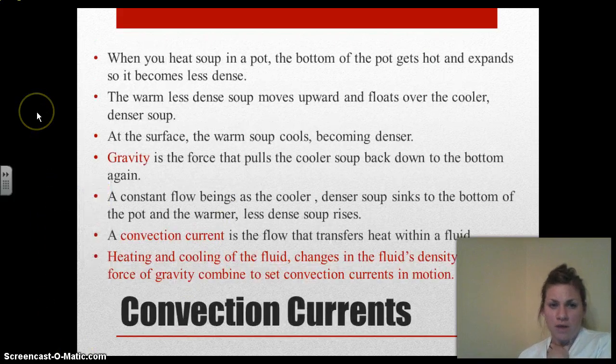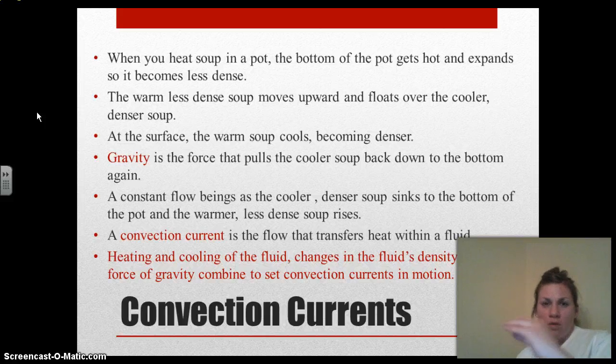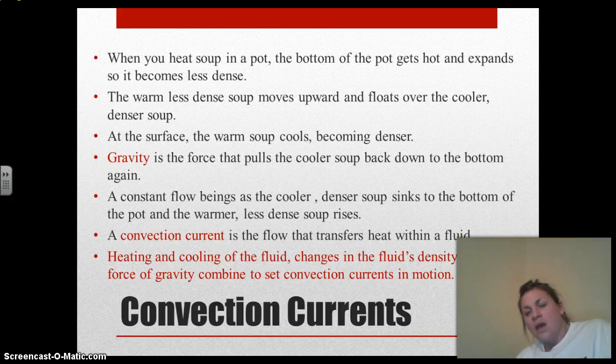So let's go back and recap just a little bit. Make sure you have this all down. The warm air rises. Okay, as it cools and condenses, it sinks. This is due to density. At the surface, it's going to cool. As it cools, it's going to sink back down. Gravity is our force. It's going to pull the soup back, pull our convection current back down to the bottom. Okay, a constant flow begins, and so it's going to constantly keep going and going.